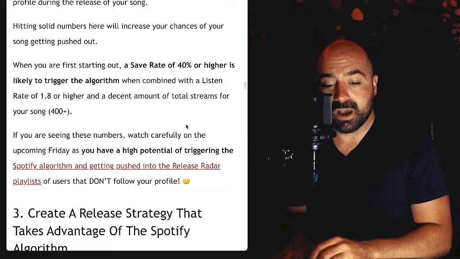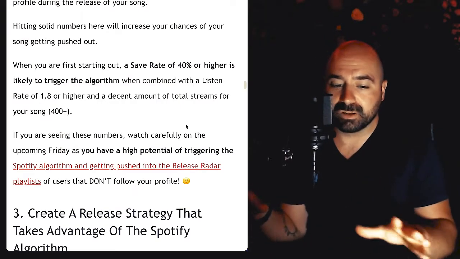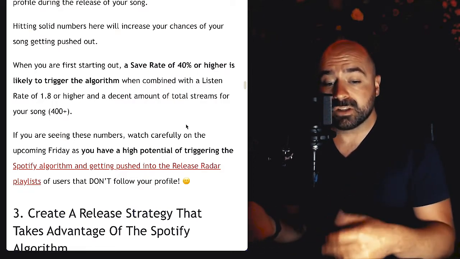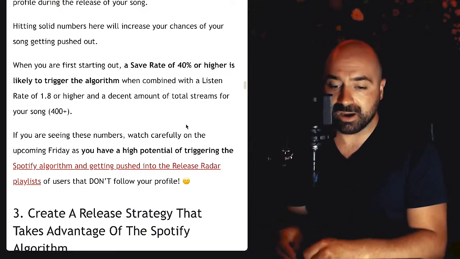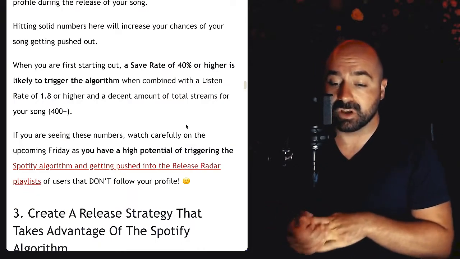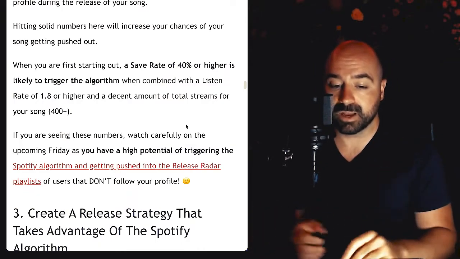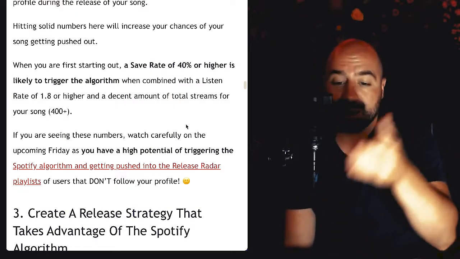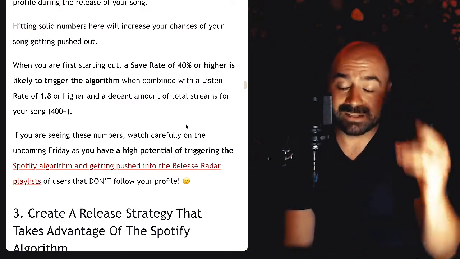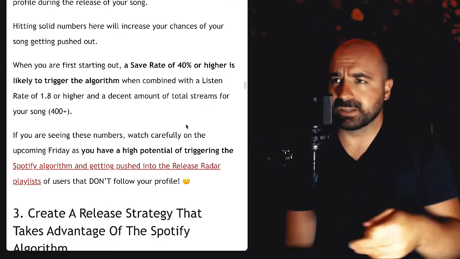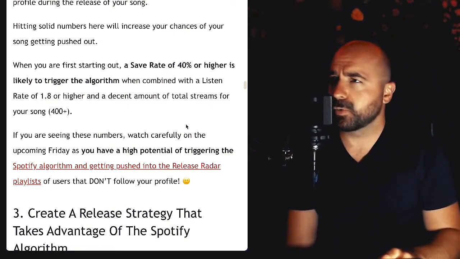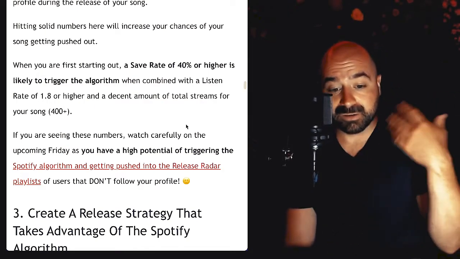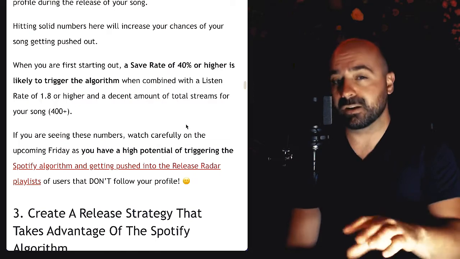So when you're first starting out, I think a rough thing to look for is a save rate of 40% or higher, which is likely to trigger the algorithm when it's combined with a listen rate of 1.8 or higher and a decent amount of total streams for your song, which is at least 400 to 500 plus. And that's basically based on some stuff that I've heard on YouTube, as well as tracking my own stats daily for release after release. I think I did it on a spreadsheet for about 20 or 30 songs before I started to slow down on it because things were going well. But I collected a lot of data and this seemed to be the early signs.